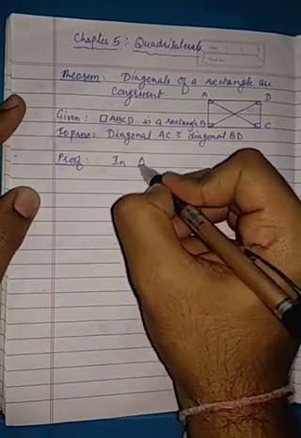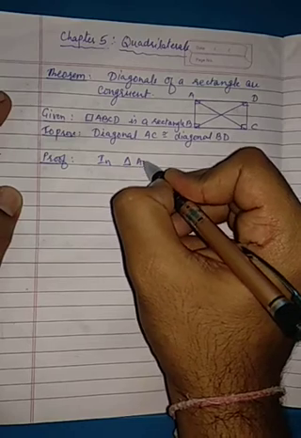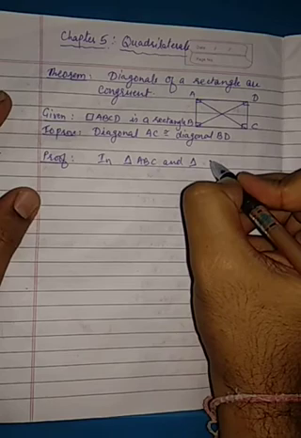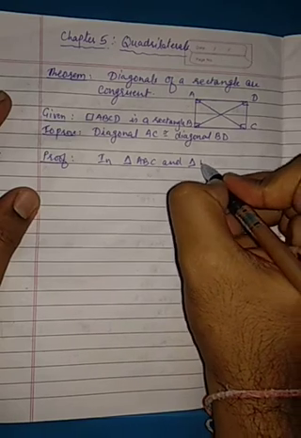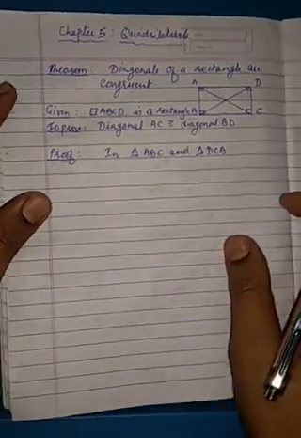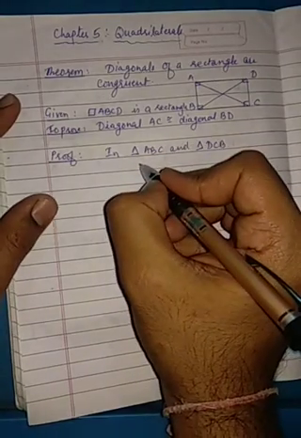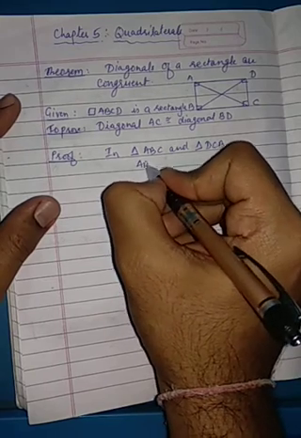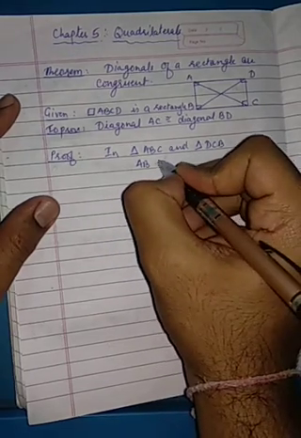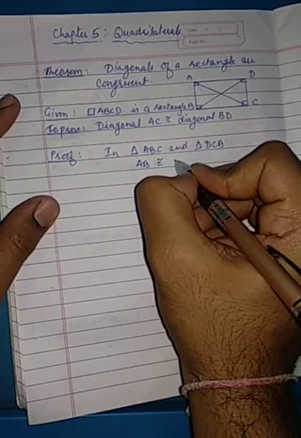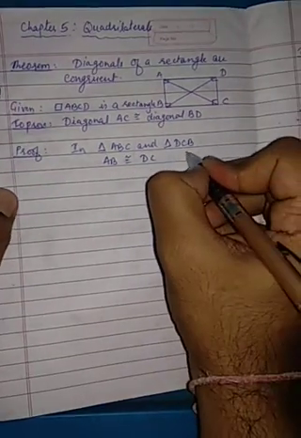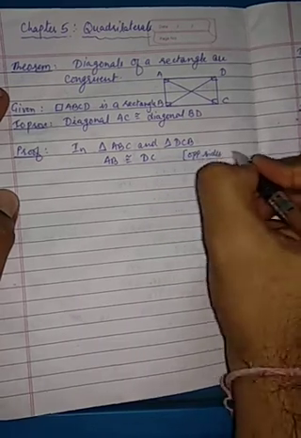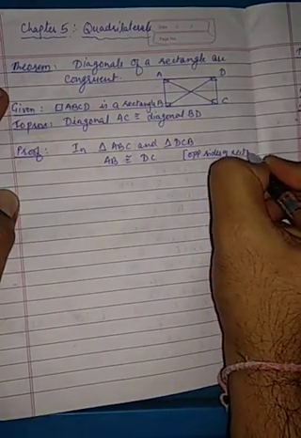Okay, so now we are going to assume here in triangle ABC and triangle DCB. Okay, let's see what we have in this. So you can see here, we can write AB is congruent to DC. Reason, opposite sides of rectangle.